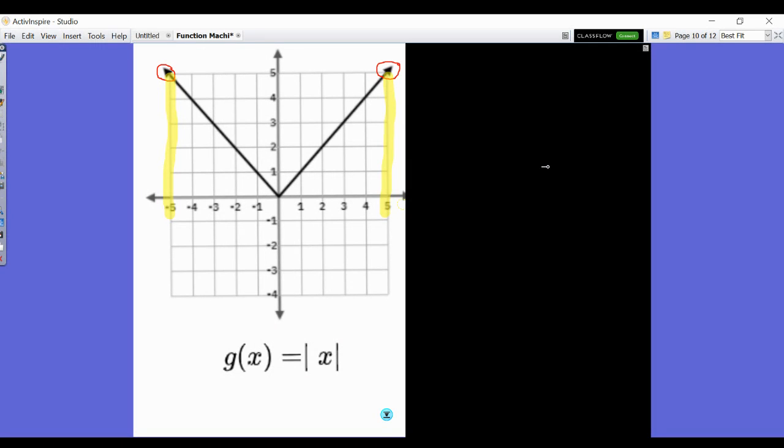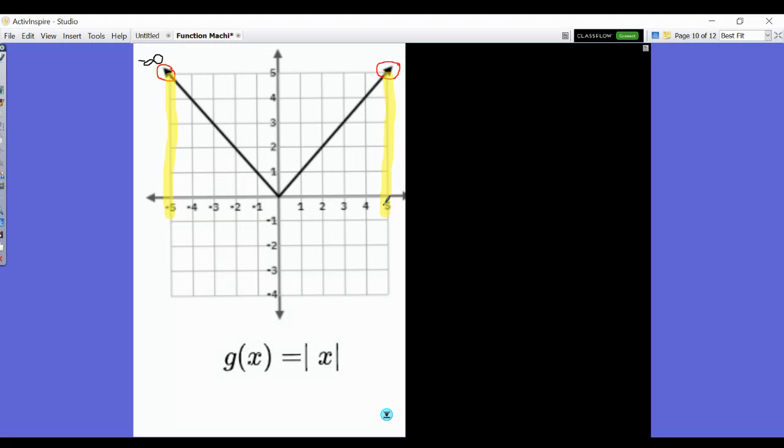And that technically would be our domain. However, if you notice, these are not endpoints. These are actually arrows. And in a previous video, we talked about how those arrows mean that we could have kept going. If I had a bigger graph, I could have gone to -6. I could have gone out to the left further, to -6, -7, -8. It could have kept going and going and going. But my screen's only so big, so instead I've got a little arrow. And we're just going to call that negative infinity, simply because that's what that arrow means.